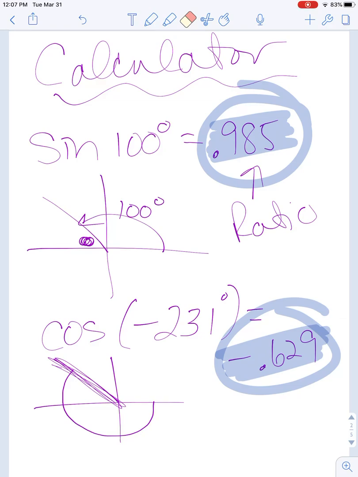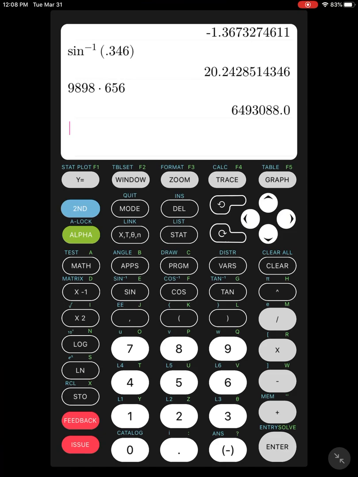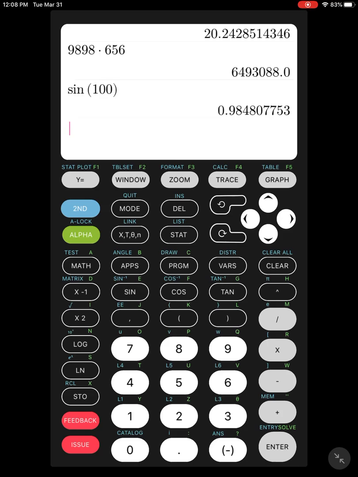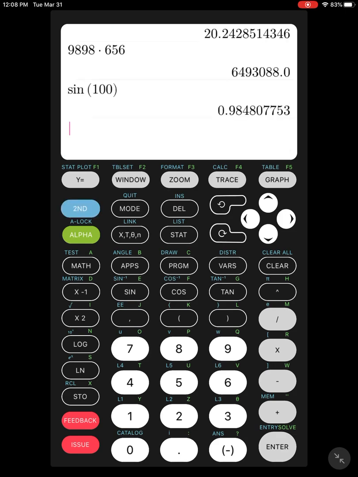So we're going to now go to the calculator. You're going to type in sine of 100 degrees. If I go to the calculator here, I'm just going to type in sine of 100. Oh, and before you do that, you need to make sure you go to your mode. Check your mode and make sure that it's in degree mode. If you're on this app, you're going to have to change it back to degree mode almost every time.